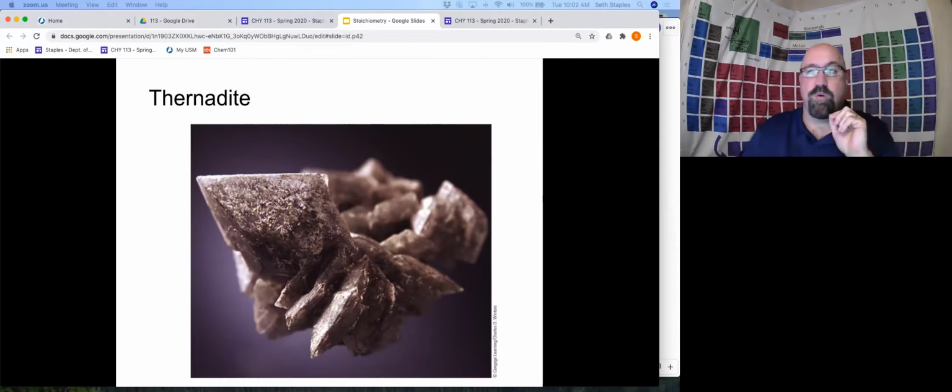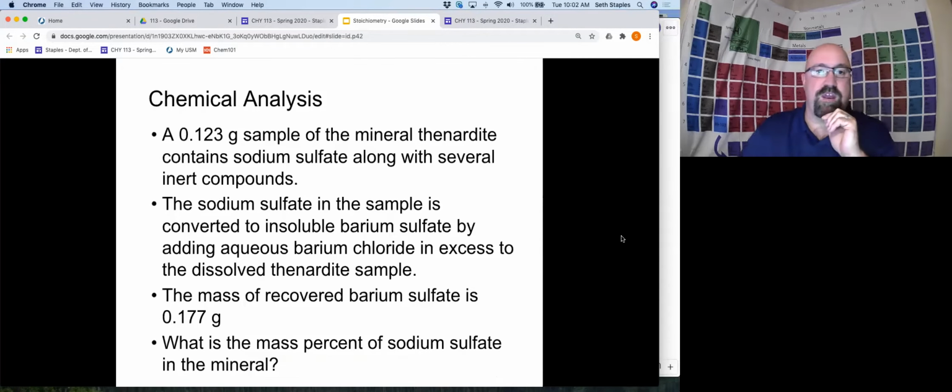The first example that we're going to look at deals with a mineral called thernodite. And you can see a picture of that mineral here. It's just a naturally occurring mineral. And what we're going to try to analyze is the makeup and the composition of this mineral. And so in this example here, we have a 0.123 gram sample of the whole mineral. And this mineral contains sodium sulfate along with several other different compounds.